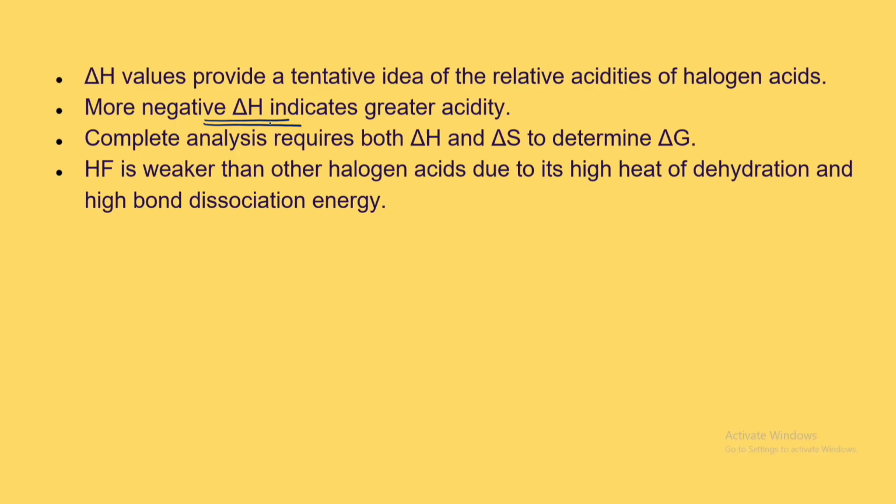Yes. So mainly, when we are talking about the complete analysis of delta H, we need to know about delta S also, which is again more of a thermodynamic concept. So we are not going to discuss much about how to find this delta H with respect to delta S. But for now, we can understand it with respect to the Born-Haber cycle, where we can decide which one is the stronger acid when compared to the other based on the overall delta H value. Right. So HF is weaker when compared to the other halogen acids mainly because it has a high heat of dehydration as well as a high bond dissociation energy.